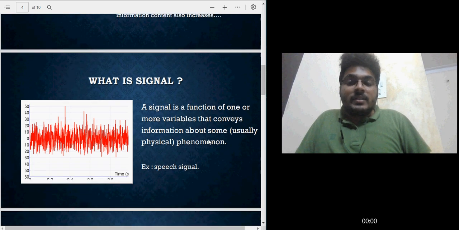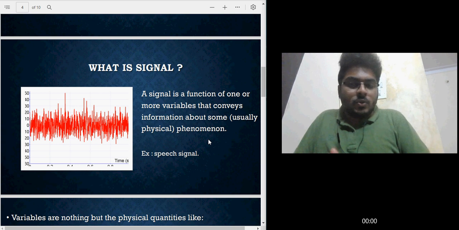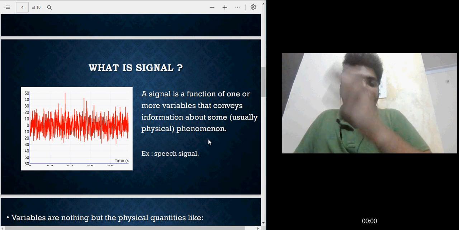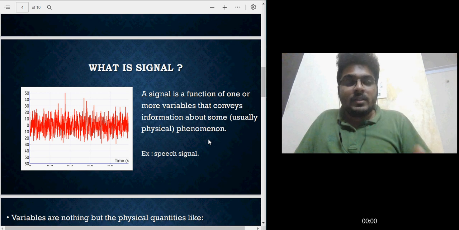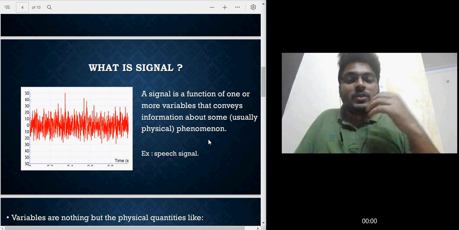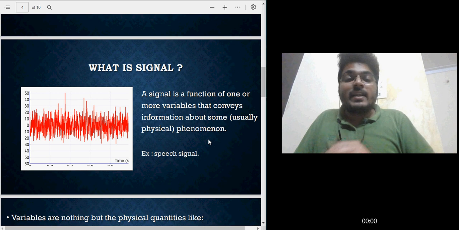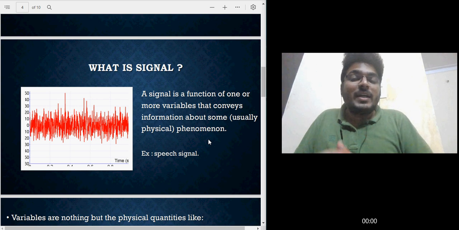Next, what is meant by a signal? As I told you, now you are seeing a graph. This graph is drawn with respect to time, and let's take that the amplitude is voltage. What I am talking right now is an audio signal, but if you keep a transducer in between, this audio signal will be converted into an electrical signal. Now this electrical signal can be plotted as a graph.